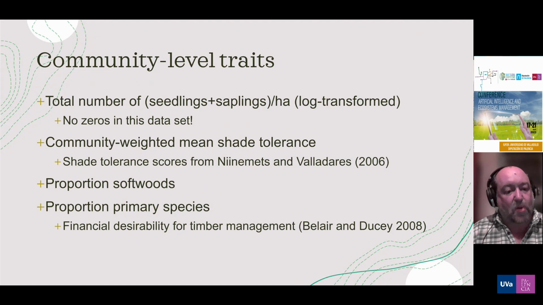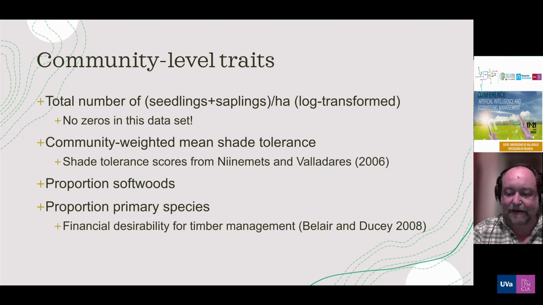I'm going to model the proportion of the seedlings or saplings that are softwood species, conifers essentially. And that's a very simple proportion ranging from 0 to 1. And finally, I'm going to model the proportion that are of what we consider primary species. These are species that we've identified as having the highest financial desirability for timber management. This is an unabashedly timber-focused perspective.